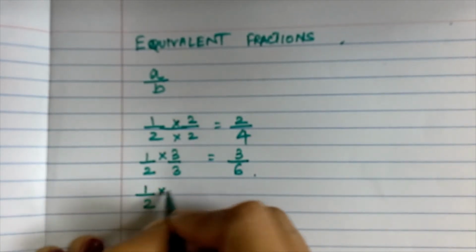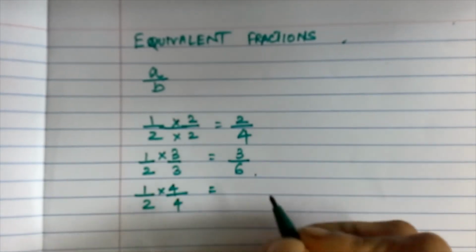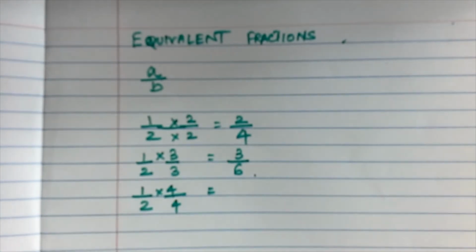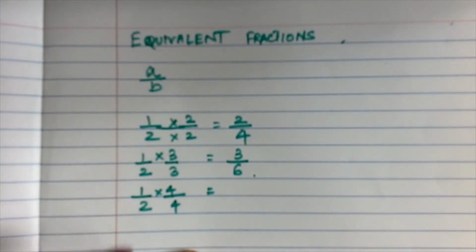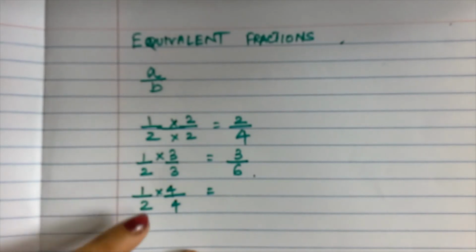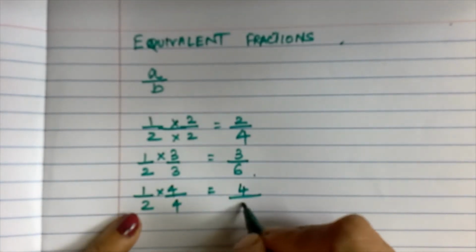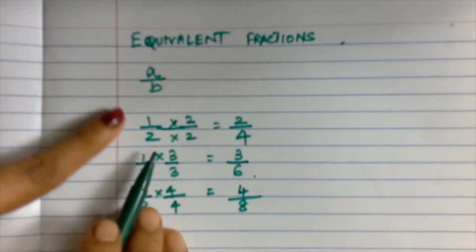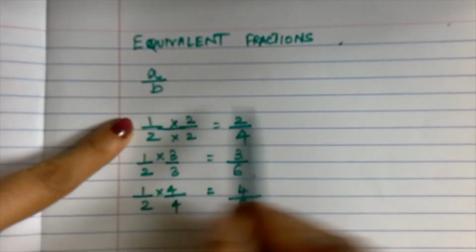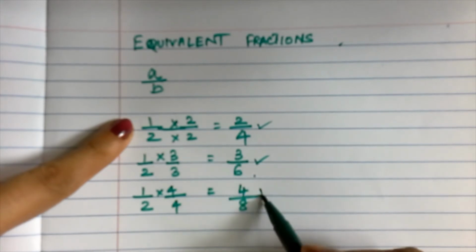Again, multiply by 4. You can multiply with any number, not just 1, 2, 3 or 4. Whatever number you multiply the numerator by, you have to multiply the denominator by the same number. Then only it will give you an equivalent fraction. So my equivalent fractions of 1 by 2 will be 2 by 4, 3 by 6, 4 by 8.